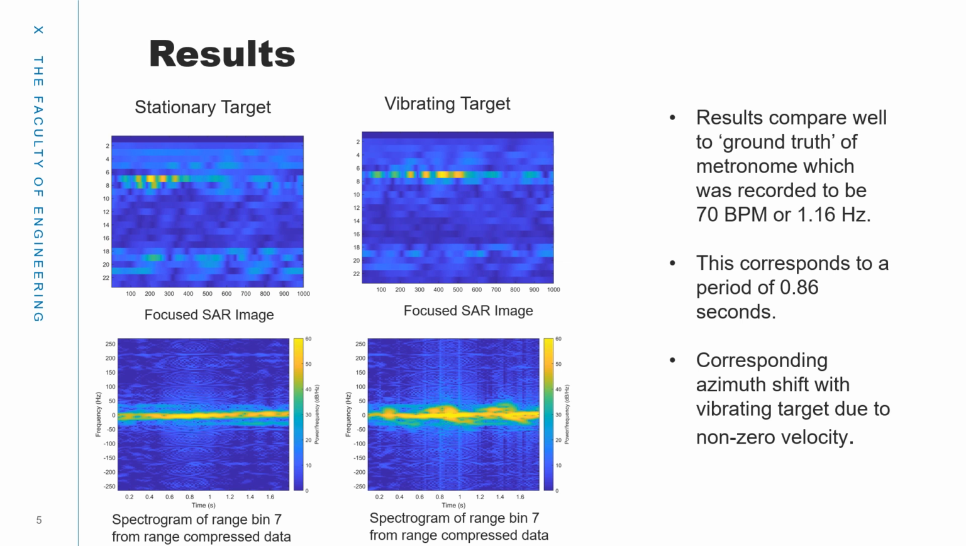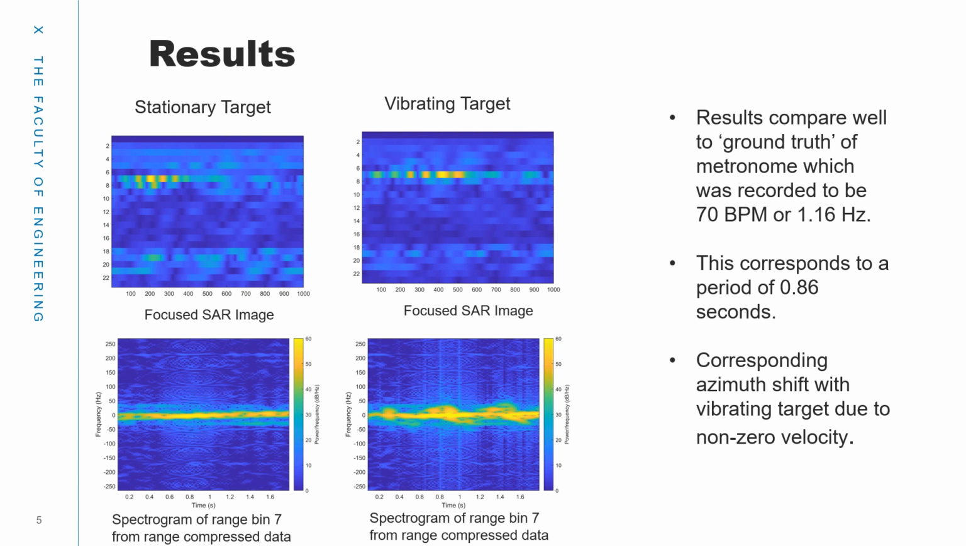The focused SAR image shows a similar response, however there is an apparent yet expected shift in azimuth in the vibrating target's image due to its non-zero velocity and consequently Doppler. This shift demonstrates the phaser's capability to differentiate between stationary and slowly moving targets. The real point of interest is the lower right spectrogram of range bin 7 of the vibrating target, where we see a fairly clear micro-Doppler signature.